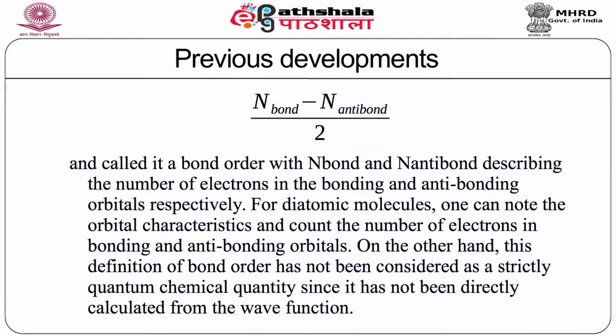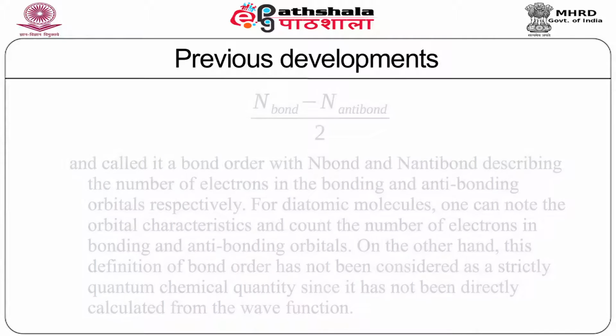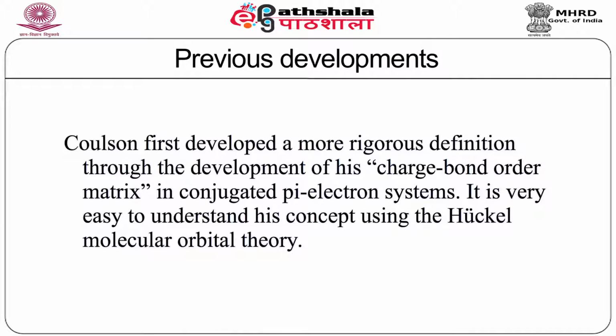For diatomic molecules, one can note the orbital characteristics and count the number of electrons in bonding and antibonding orbitals. On the other hand, this definition of bond order has not been considered a strictly quantum chemical quantity since it has not been directly calculated from the wave function. Coulson first developed a more rigorous definition through the development of his charge bond order matrix in conjugated pi-electron systems. It is very easy to understand this concept using the Hückel molecular orbital theory.